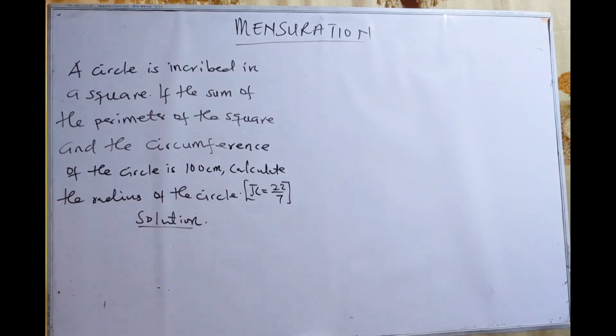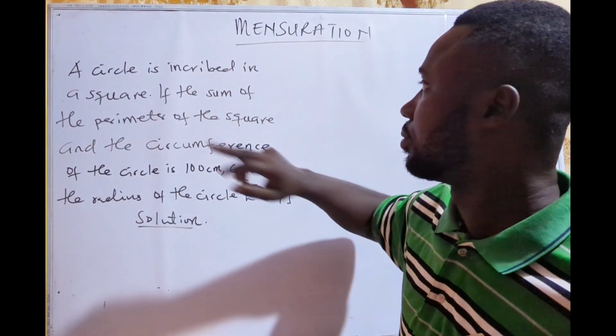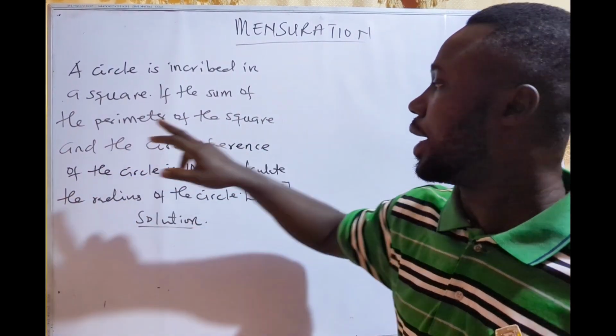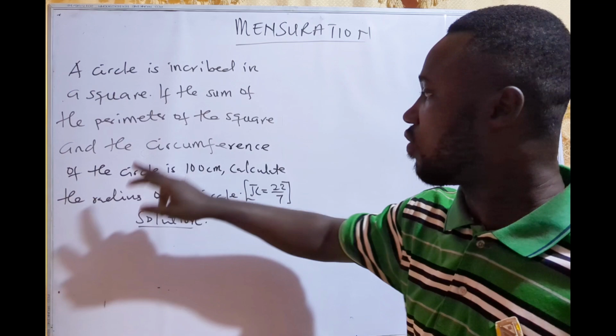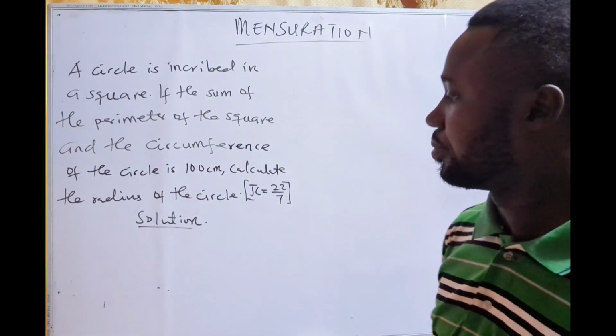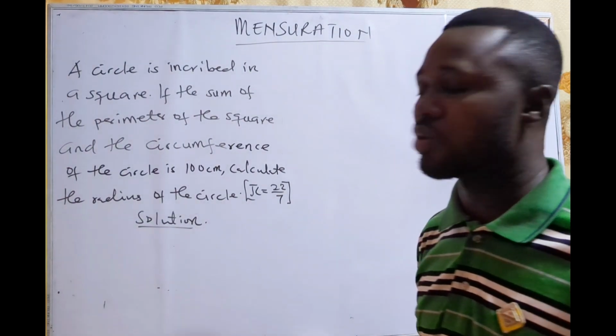Let's look at this question also. A circle is inscribed in a square. If the sum of the perimeter of the square and the circumference of the circle is 100 centimeters, calculate the radius of the circle.